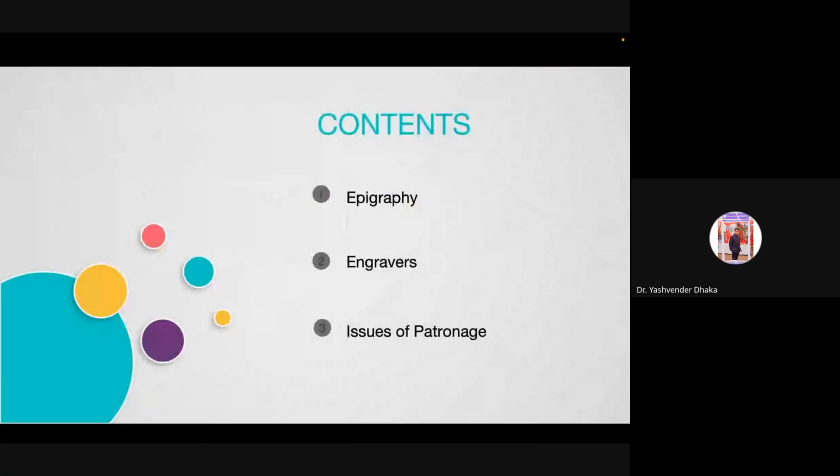Now, these are the three sections I have divided into. First, we will discuss the epigraphy. Second, the engravers and the related issues. And the third is issues of patronage. So we start with section 1.